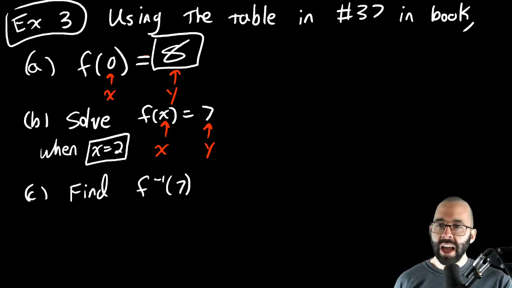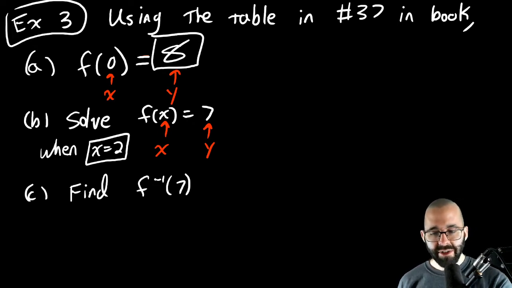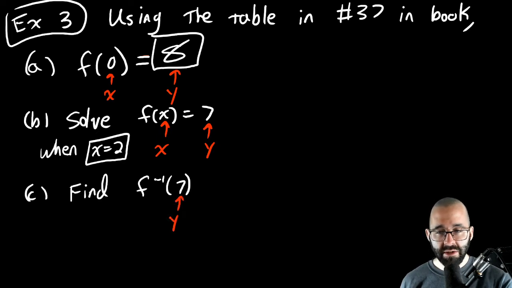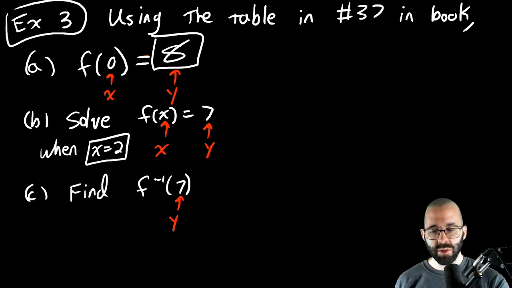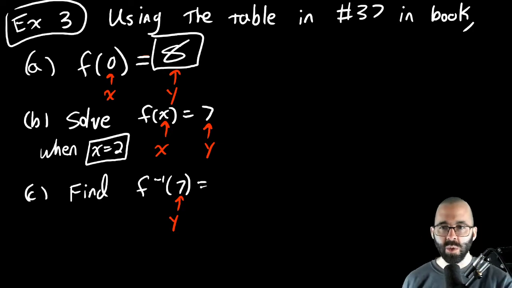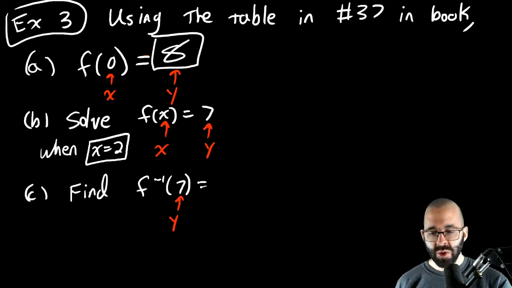So if we're looking at a table of f, inverse of 7 is, again, we can think about that as a y value. And we already found this relationship, right? Inverses are all about switching x's and y's. So when y is 7, what is x? We literally just said that. X is equal to 2.